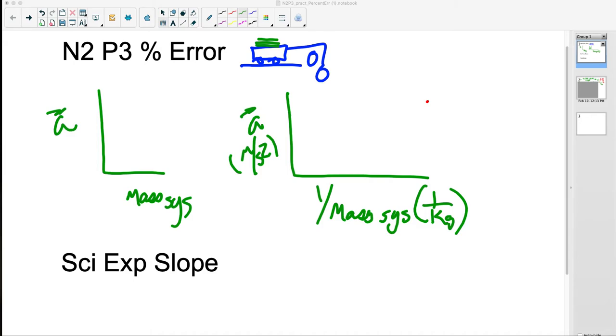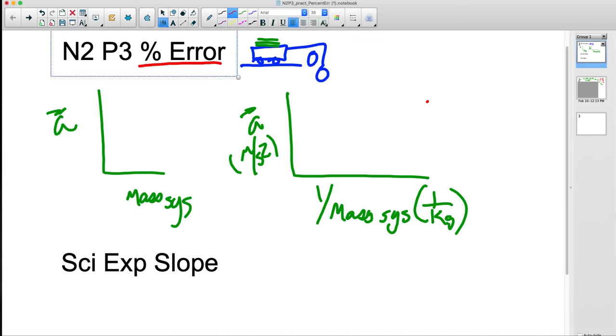Questions about Newton's second law, part 3, percent error. So in the lab that we did for this, we needed to consider the fact that we had a cart with a massless string and a hanger, and we kept adding bars to the cart, which increased the mass of the system, but we did not change the mass of the hanger, which kept the net force constant, right? It was our constant variable.